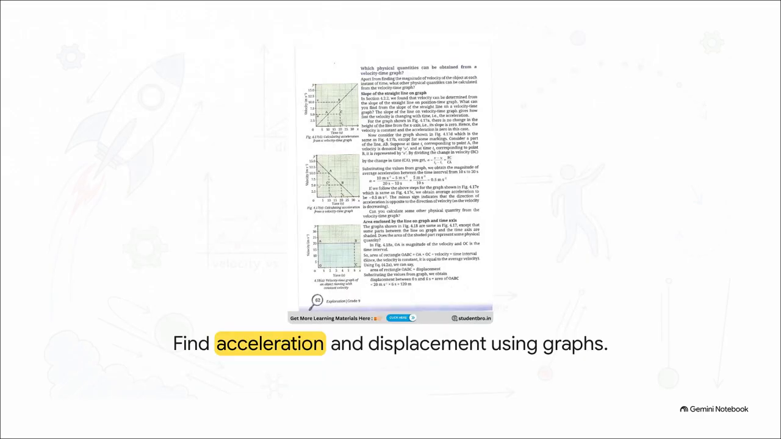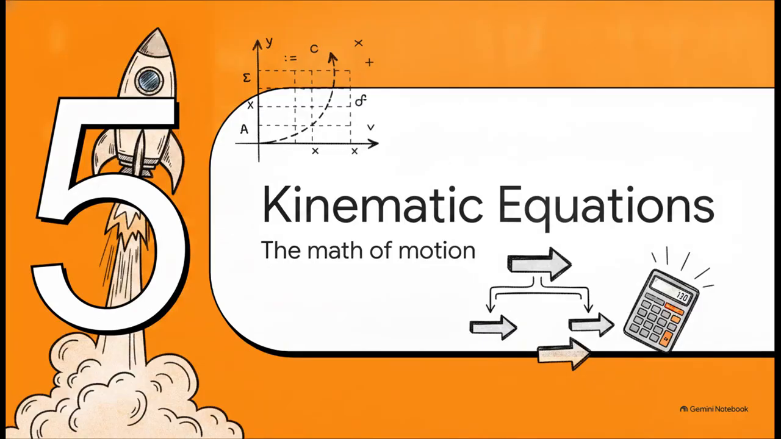And here's a really clever math trick hidden inside these graphs. If you have a velocity-time graph, you can find the slope, the steepness of the line, and that actually gives you the exact acceleration. But wait, it gets better. If you calculate the shaded area underneath that line on the graph, that area literally gives you the total displacement. The visual shape holds the mathematical answer. How cool is that?